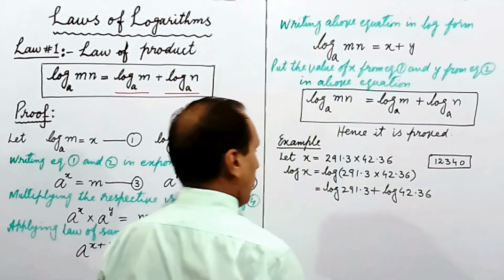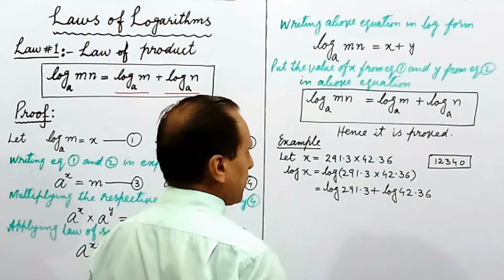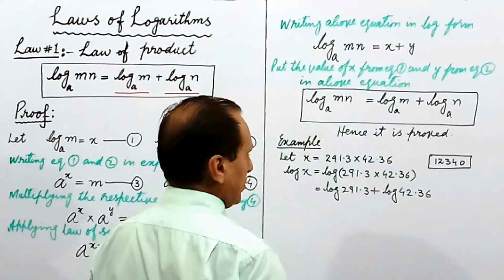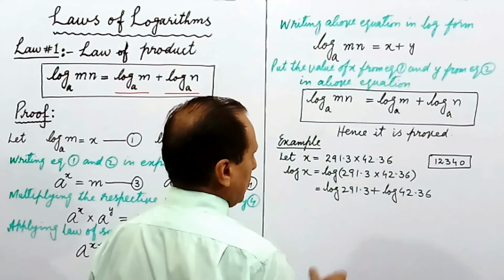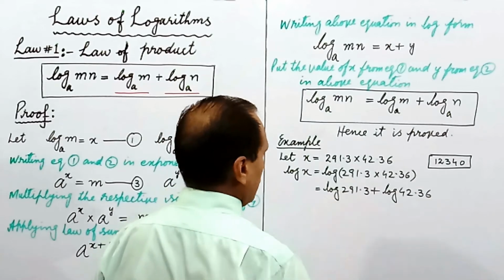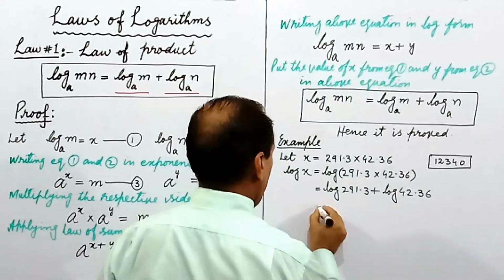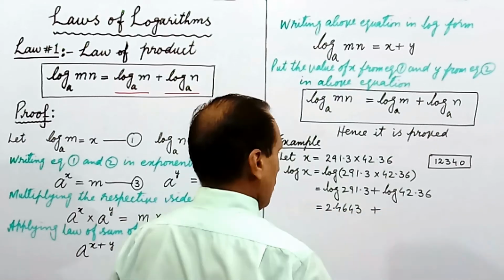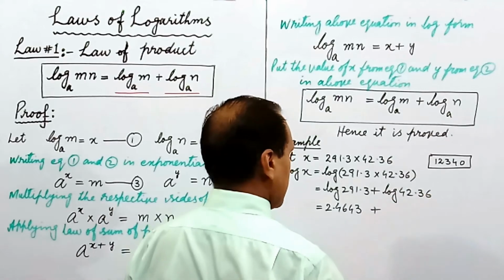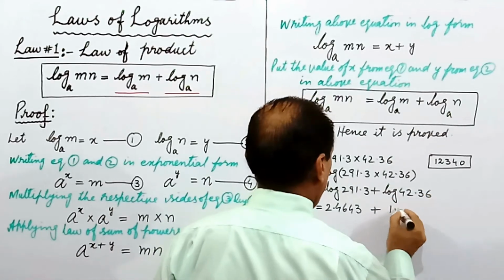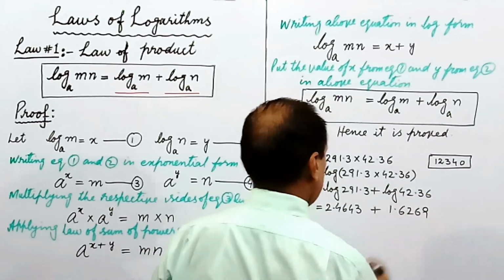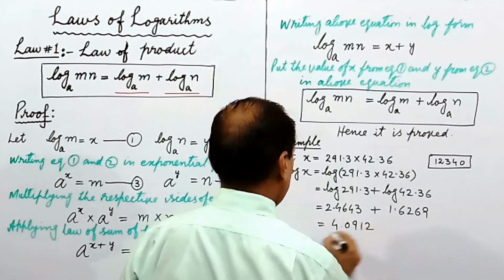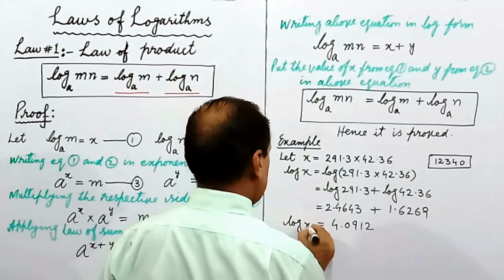Now using calculator, as people have learned to find the log of a number by using calculator. So use calculator to find the log of this number, log 291.3. We have 2.4643 plus log of 42.36 is 1.6269. By adding these we have 4.0912. We have the value of log x.